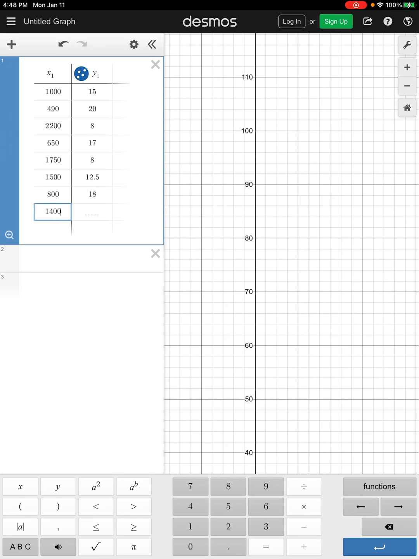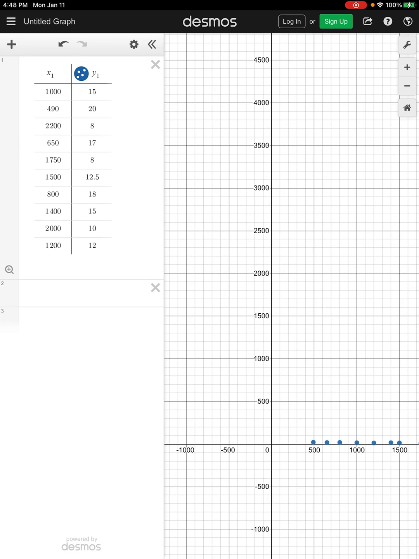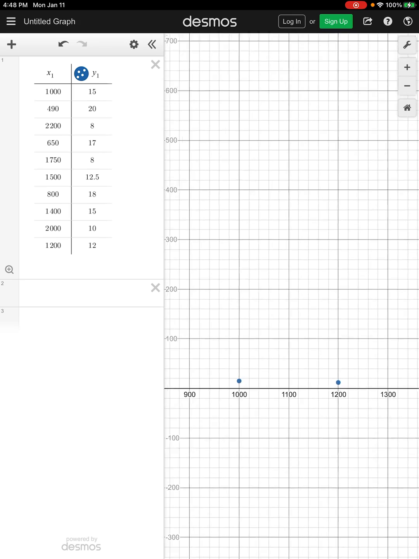At 1,400, your temperature is 15. At 2,000, your temperature is 10. And at 1,200, your temperature is 12. Now, guys, I know I'm going to have to do some moving around, so you can use your mouse. Look at these numbers. There we go.